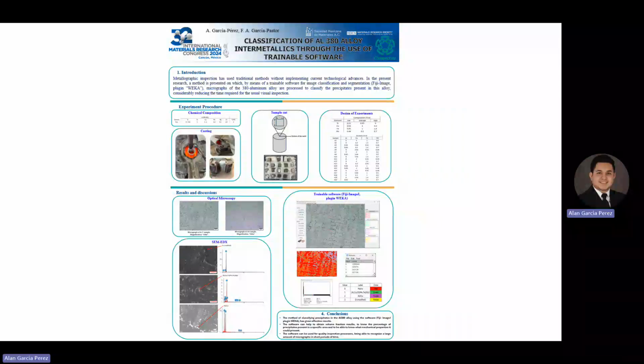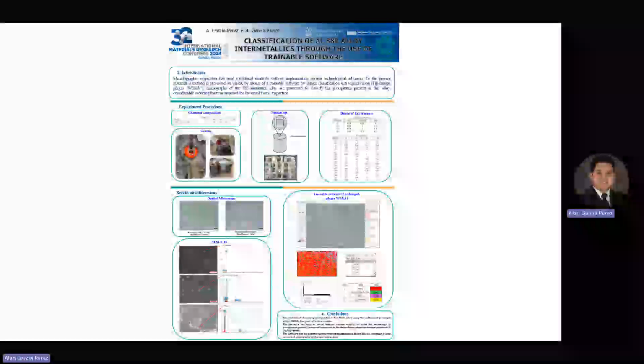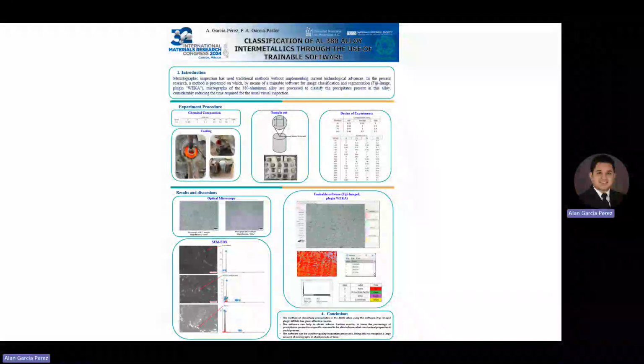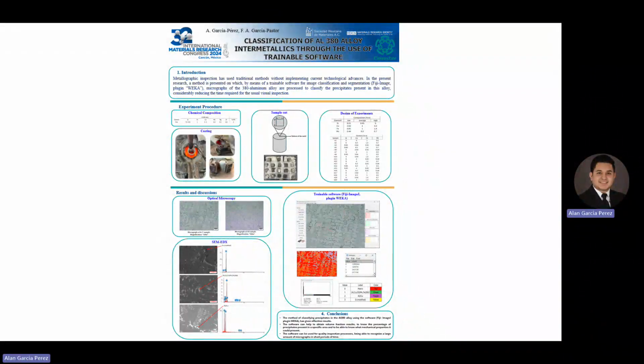Metallographic inspection has used traditional methods without implementing current technological advances. In the present research, a method is presented in which, by means of obtainable software for image classification and segmentation, ImageJ, plugin Weka, micrographs of the 380 aluminum alloy are processed to classify the precipitates present in this alloy, considerably reducing the time required for the usual visual inspection.